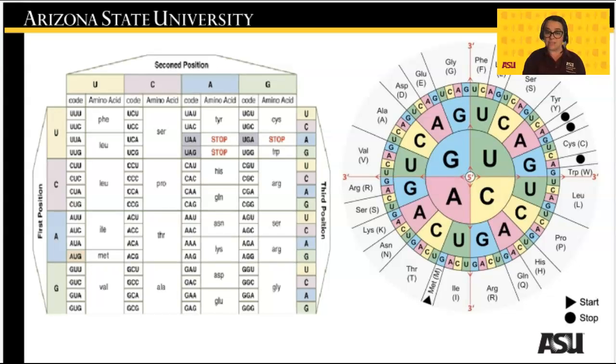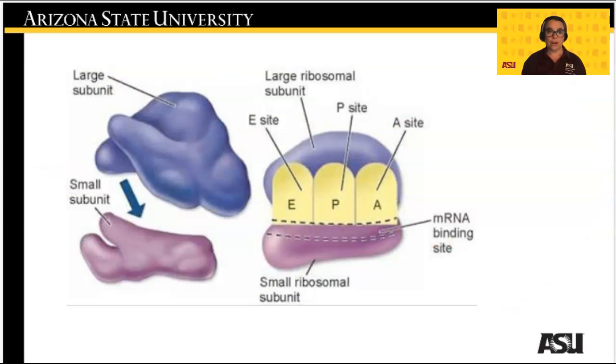With C as the first base and U as the second base, really any of the four bases as a third base would all code for leucine. This demonstrates the redundancy found in the genetic code. Ribosomal RNA, or rRNA, is transcribed in the nucleolus, which forms around the portion of DNA that codes for that rRNA.